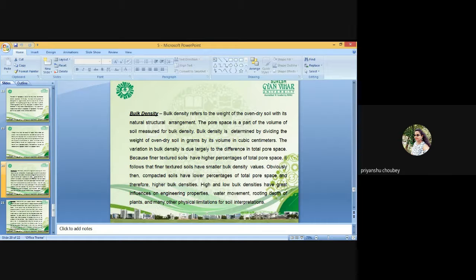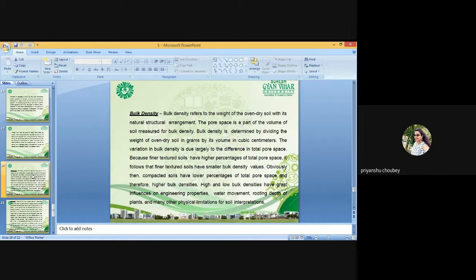The bulk density decreases with increase in organic matter content and fineness of the soil texture. A higher value of bulk density indicates more compactness of the soil.